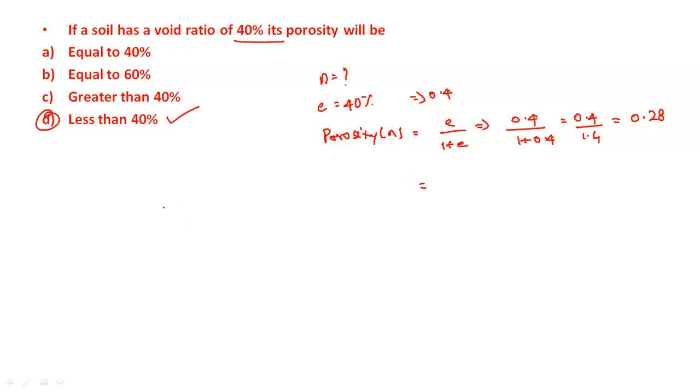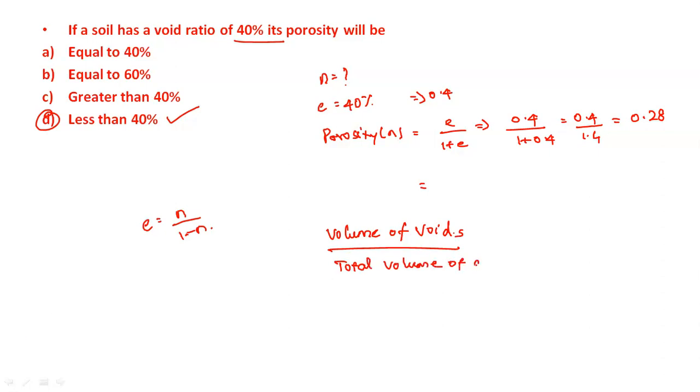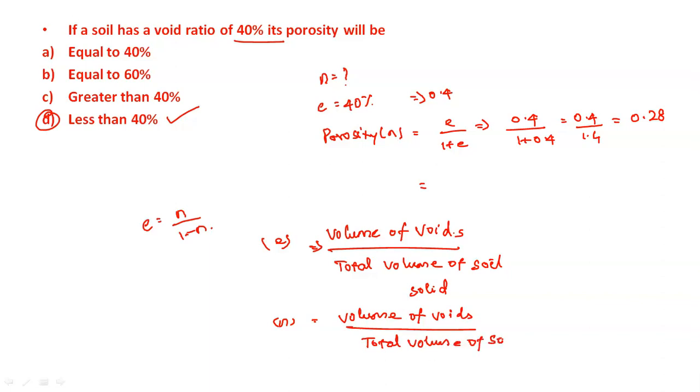First you understand the formula for porosity and void ratio. Void ratio e is equal to n divided by 1 minus n. The definition of void ratio is the ratio of the volume of voids to the volume of soil solids. So this is void ratio e. And porosity n is the ratio of the volume of voids to the total volume of soil. So this is the important formula. Note it down.